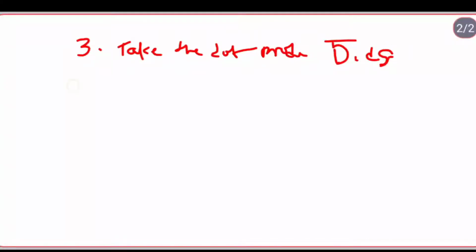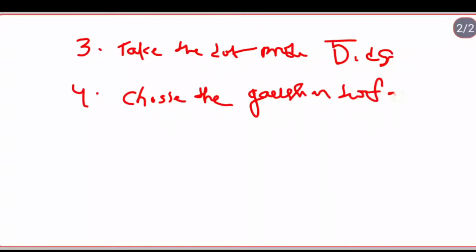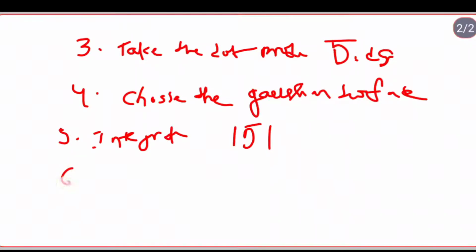Now after that we have to choose the Gaussian surface. What is a Gaussian surface? It is where we are applying the Gauss law. Choose the Gaussian surface. After that, integrate over the Gaussian surface keeping D bar unknown, as it is.